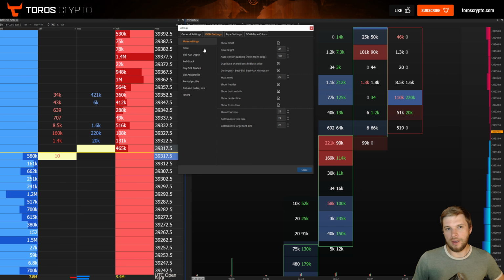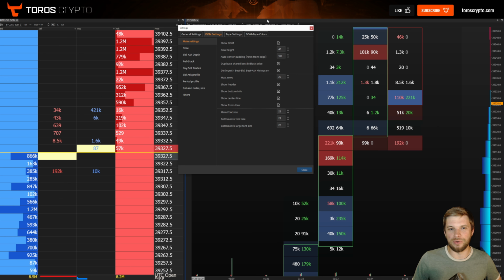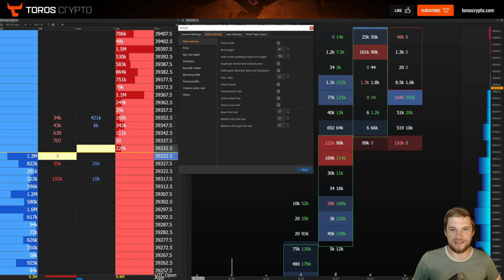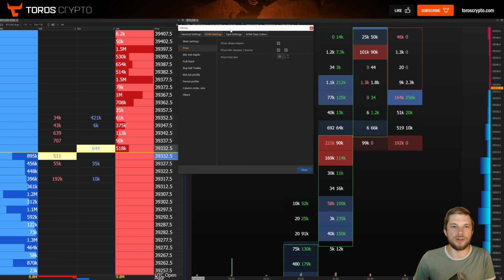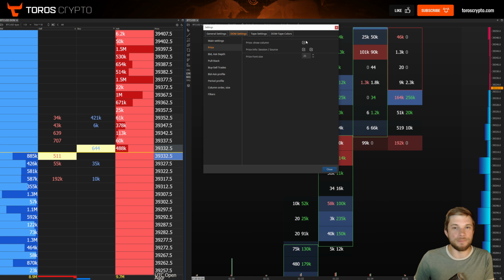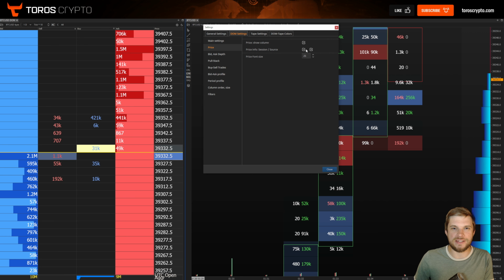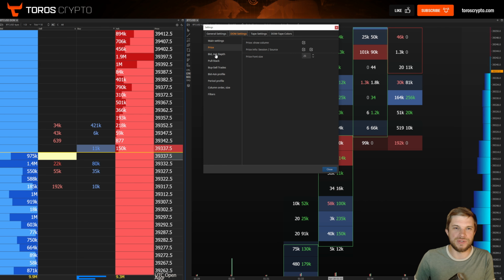So the main settings here, you'll see show DOM, you've got the row height, you've got all of this kind of thing. I'm not going to go into that, but you can see the font size, you're able to change that and customize the layout. Then we're going to go through each of these main columns. So you have price, show price column. That's very self-explanatory. Price is there on the right hand side. And again, you can choose your font and you can choose the source for this.